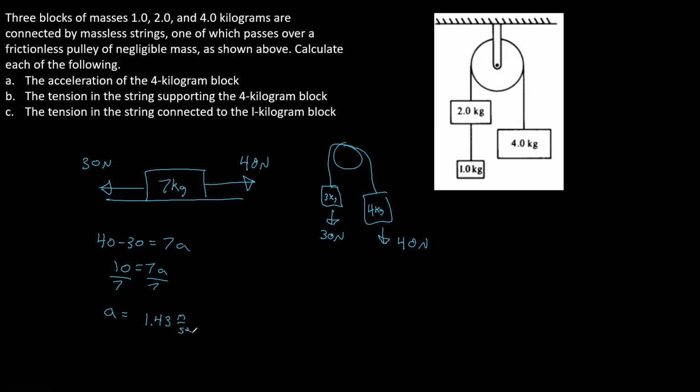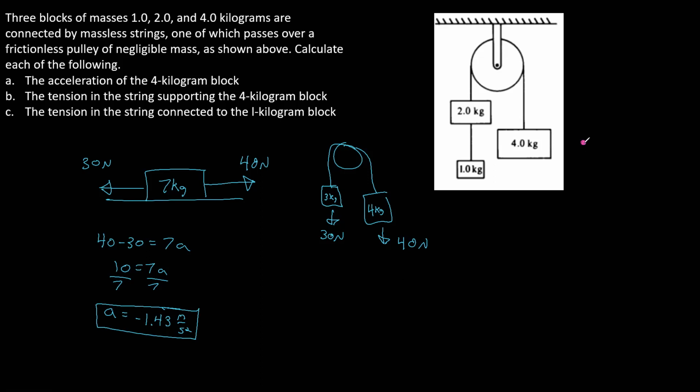Now, that's the number. What you have to make sure you take a look at is, what is the acceleration? It says specifically of the 4 kilogram block. And because the 4 kilogram block is heavier than the other side, the 4 kilogram block is going to fall. Therefore, it has an acceleration that is negative. All right, B. The tension in the string supporting the 4 kilogram block. All right, so now I'm not looking at the whole system. I'm looking specifically at the 4 kilogram block.